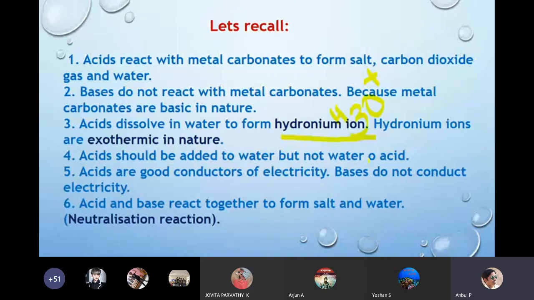And when acid and base react together to form salt and water, such reactions are called neutralization reactions. It means that H plus from the acid and OH minus from the base react together to form a water molecule. And we also saw that all salts are not neutral. Strong acid, strong base, neutral salt; strong acid, weak base, acidic salt; strong base, weak acid, basic salt; weak acid, weak base, it is going to form a neutral salt. So that is what we have discussed today.